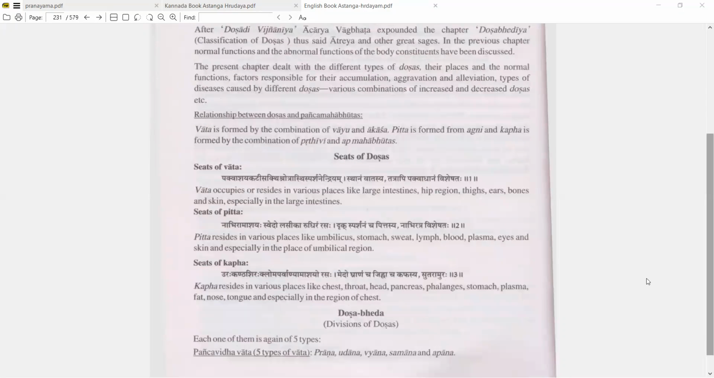Seats of Pitta. Pitta resides in various places like umbilicus, stomach, sweat, lymph, blood, plasma, eyes, and skin, and especially in the place of umbilical region.